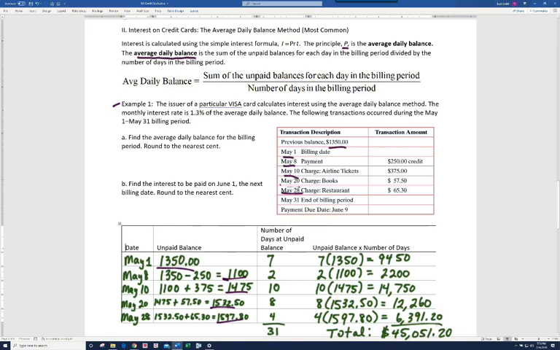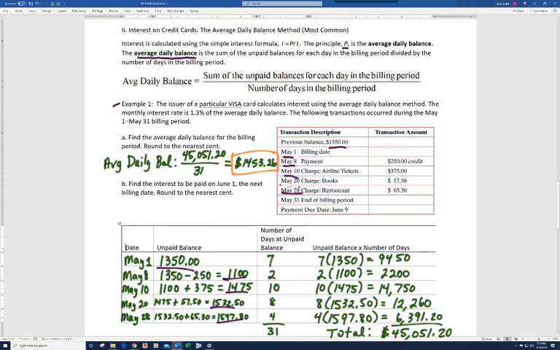And so now the average daily balance is going to equal that number divided by the number of days, which we said is 31. And so our average daily balance is $1,453.26, which makes sense. You can see we're higher during part of the month and we're lower during part of the month, and our average daily balance is somewhere in between there.